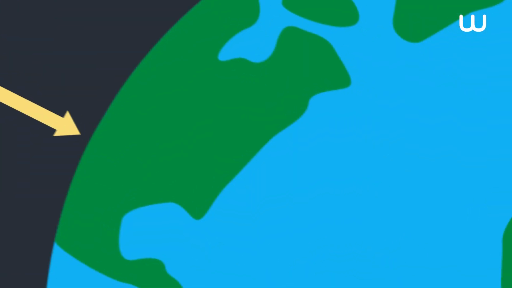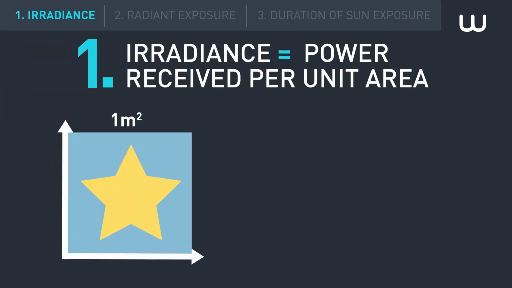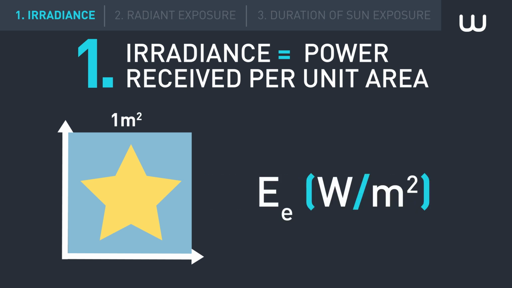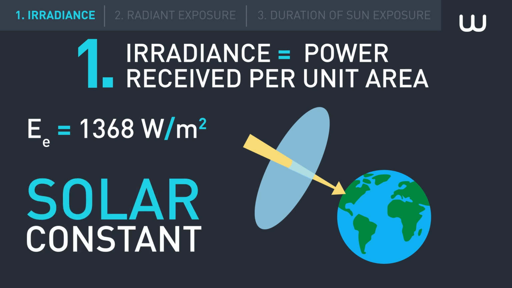In order to estimate the amount of this energy that the Earth receives, three quantities are used. Irradiance is the power received per unit area on Earth. It is represented by E and is measured in watts per square meter. Just outside of the Earth's atmosphere, the irradiance is 1368 watts per square meter. This is called the solar constant.